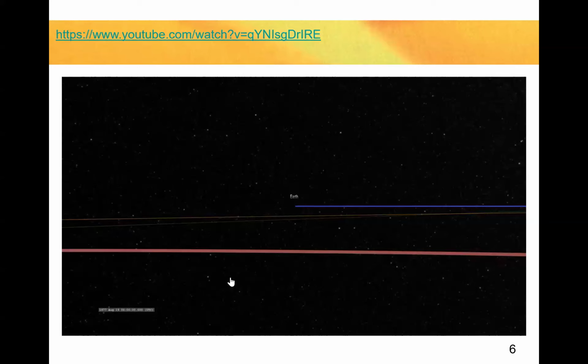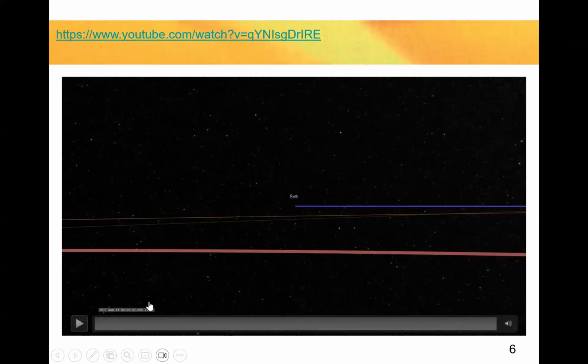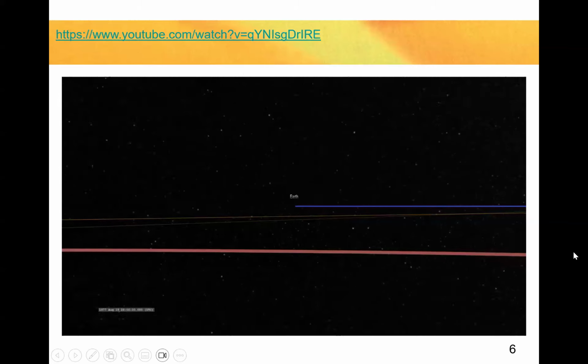Let's see. I think I have it on here. I'm going to turn off the lights here, but just a little visual of the trajectory of Voyager 1 and Voyager 2. Yes. So I think I have it here. Let's see if it works. Should be here somewhere. There it is. Okay. I'll mark that and go.